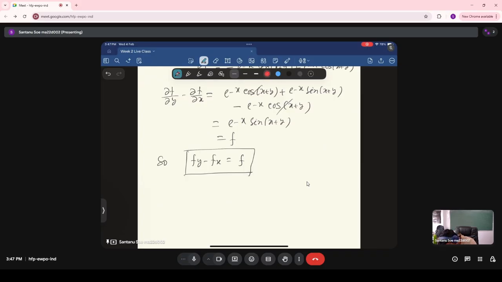Question number 3. And it says that let u equal e to the power x square plus y square. Then find the value of x del u del x plus y del u del y.